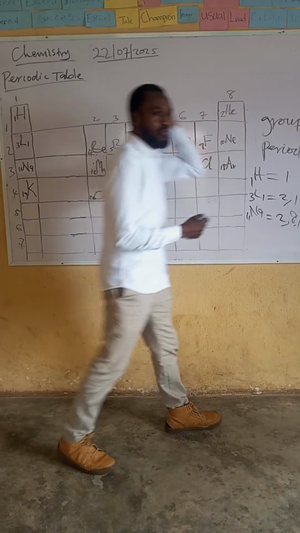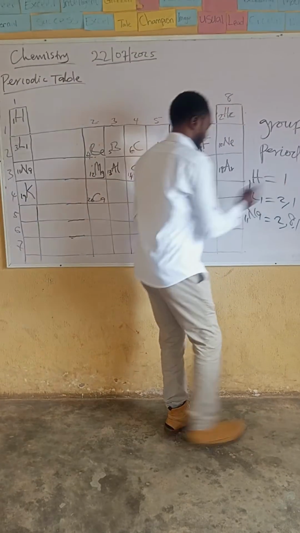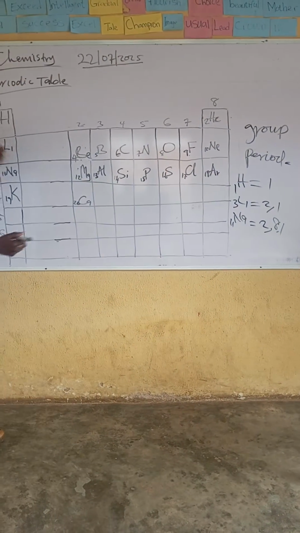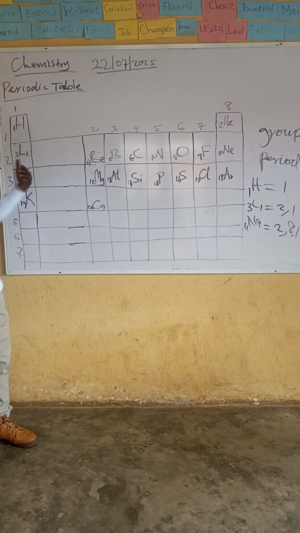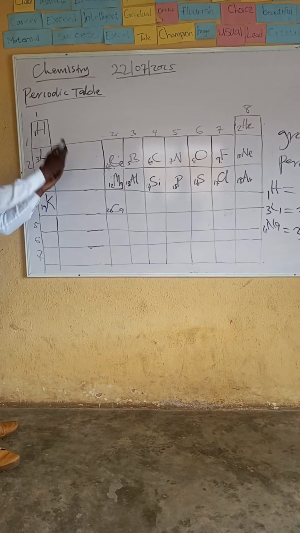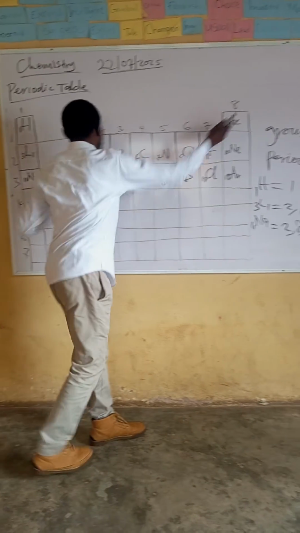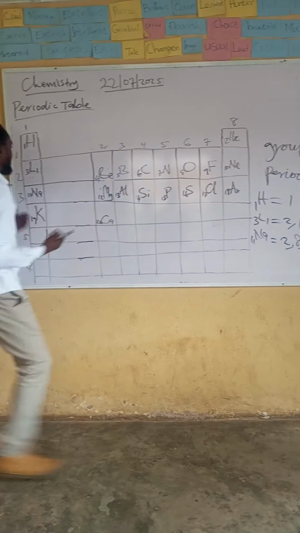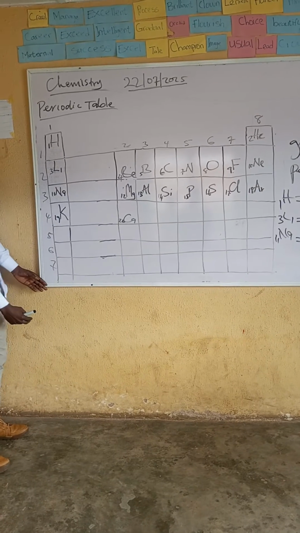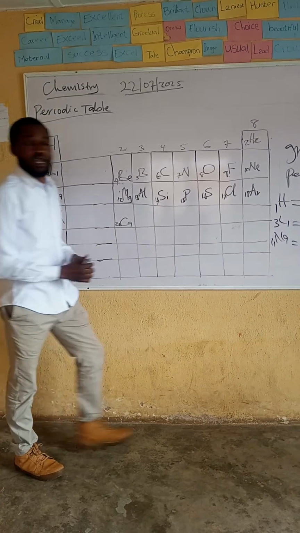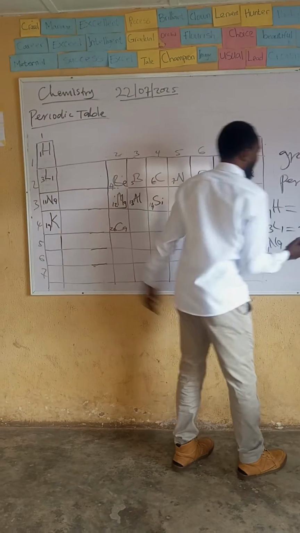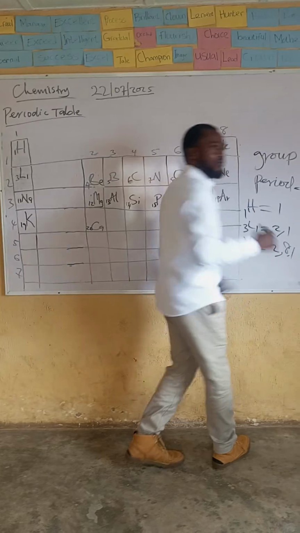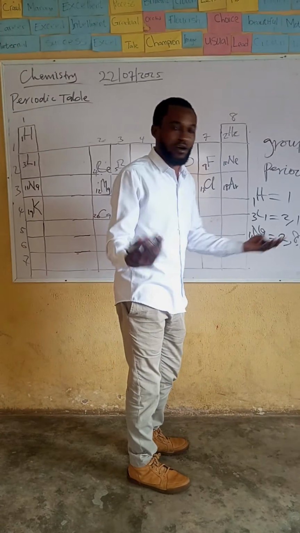So now let's return to period. A period is a horizontal row. Horizontal row means when you look at the chart from left to right. So you have 7 periods here. And the classification is based on the number of shells.